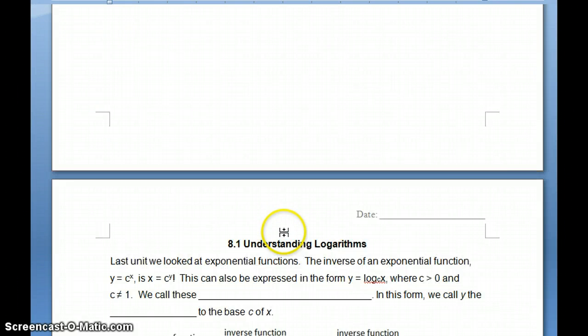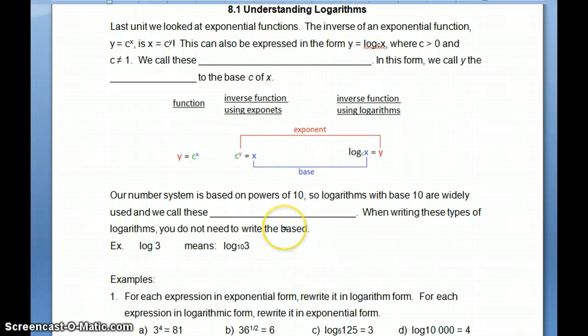All right. So moving on to section 8.1, this section is just looking at the basics. So what is a logarithm, and we're going to work on understanding what a logarithm is. To start, last unit we looked at exponential functions, and the inverse of an exponential function, say we have y is equal to c to the power of x, and the inverse is x is equal to c to the power of y. And this is actually what a logarithm is. So the logarithm is the inverse of your exponential function.